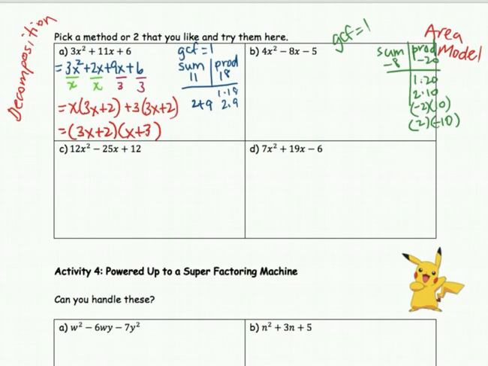All right, those two, I need a negative 8. This is the one that's going to give us a negative 8. So those are the two that we're going to use to break up that middle term. So we're going to write positive 2x, negative 10, minus 5. And factor by grouping.